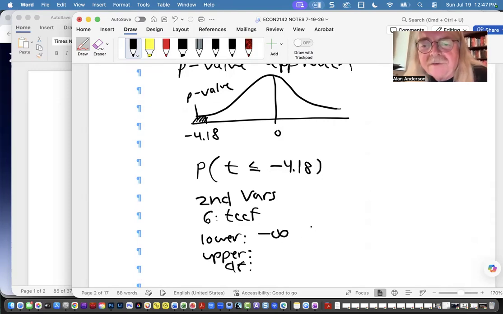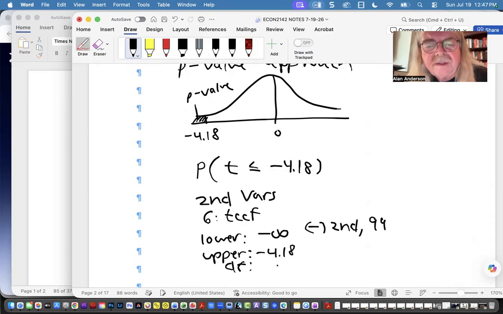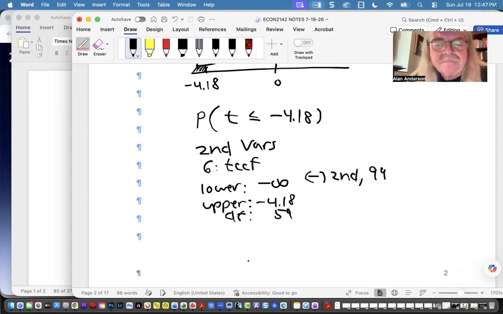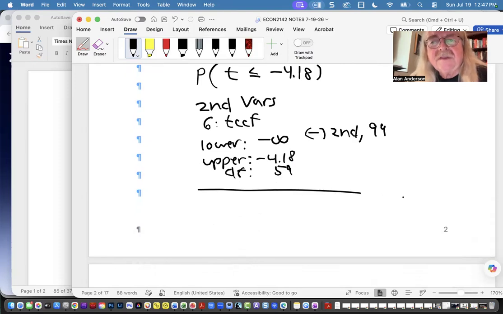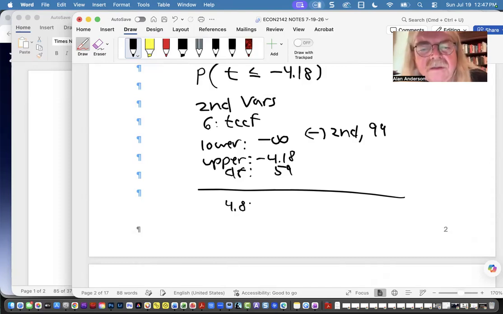So the lower limit is negative infinity, which we enter as negative second comma 99. The upper is negative 4.18. Degrees of freedom is 69. Now, whatever this number is, it's going to be really small. Okay, let's find out how small it is. So this is kind of an interesting result. It's so small that the calculator felt the need to express it in scientific notation.